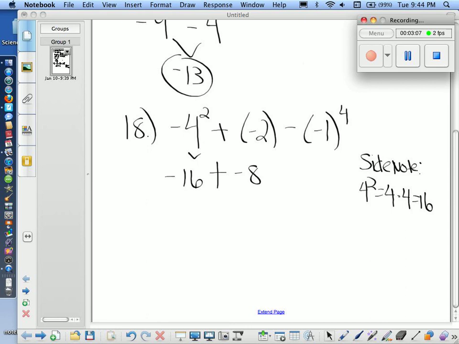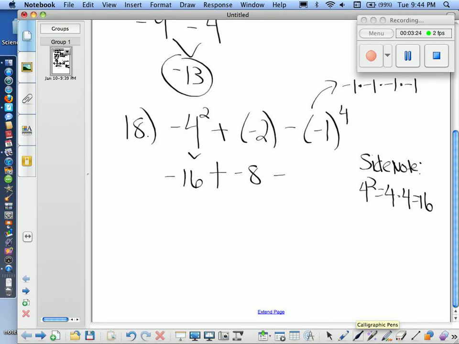Okay, as we move along, still have this minus sign. And then we've got -1 to the 4th. So that means we're repeating -1 4 times. Well, we've got an even number of negative signs, so it should be a positive. -1 times -1 is +1 times -1 times -1. Here we get -1 times -1, and then we get a +1.